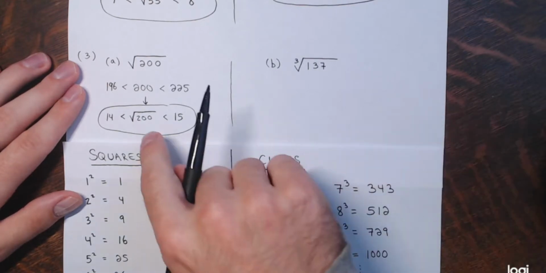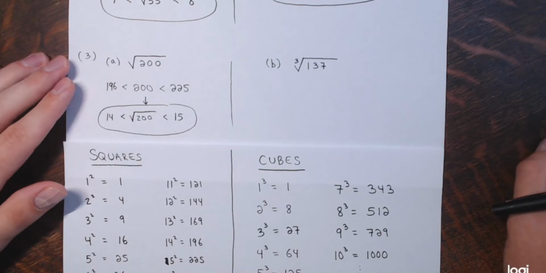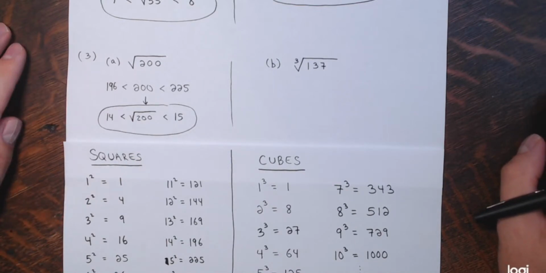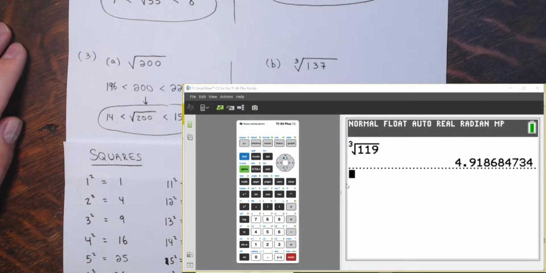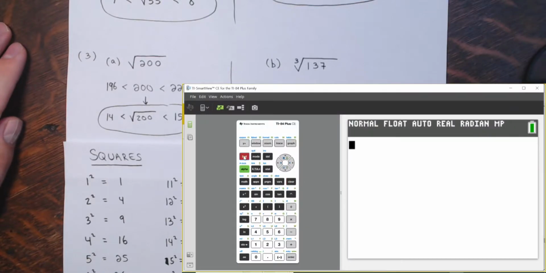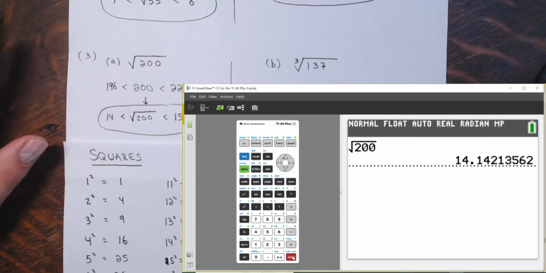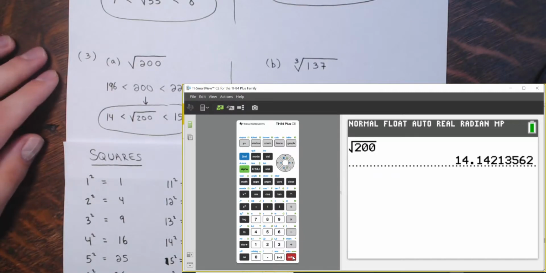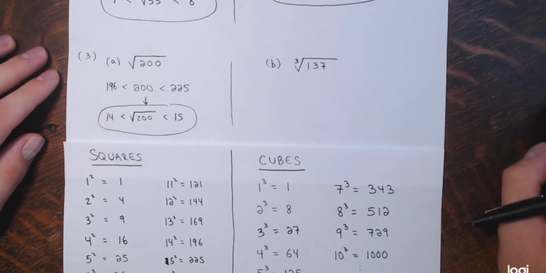And let's check that again. Take the square root of 200 on a calculator, and you'll see it's going to be 14 point something. Right. So here we are again. Let me take the square root of 200, and you'll see it is indeed 14 point something, right? 14.14. All right, wonderful.